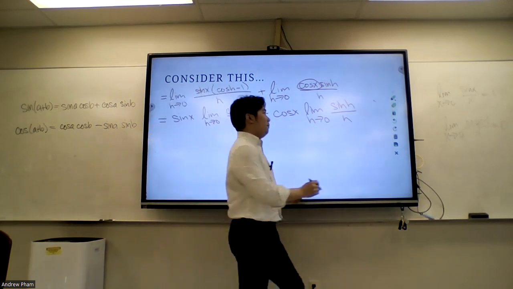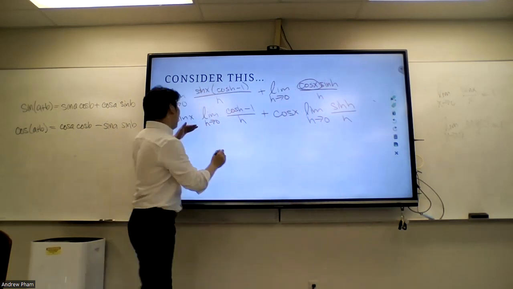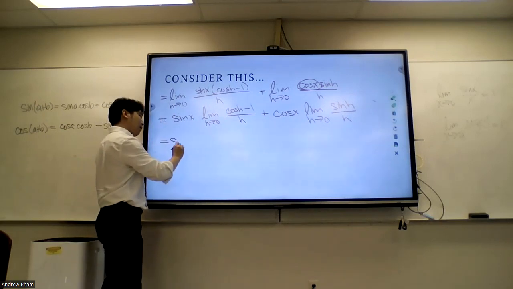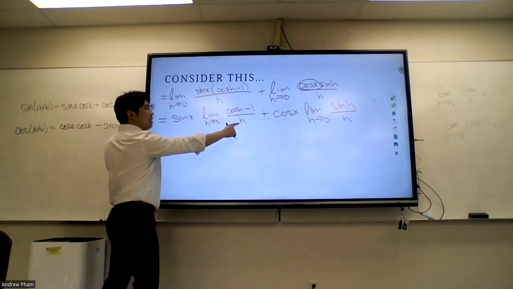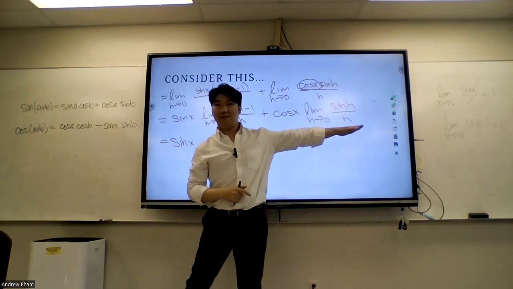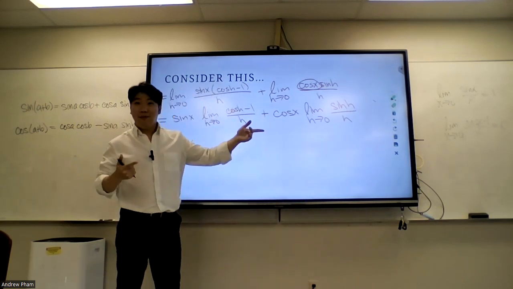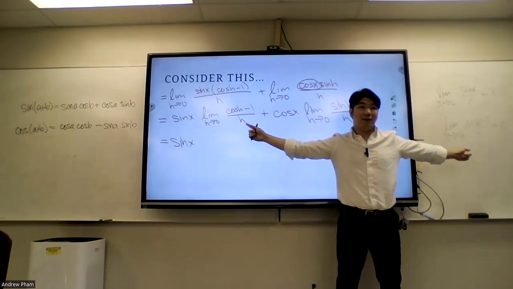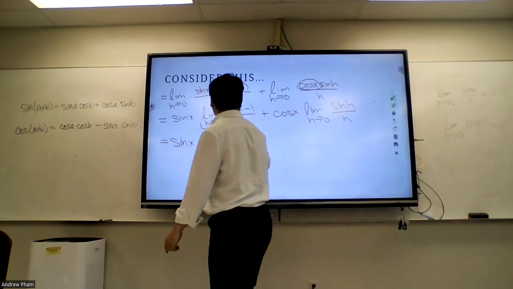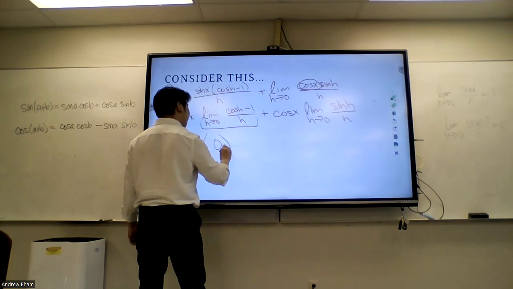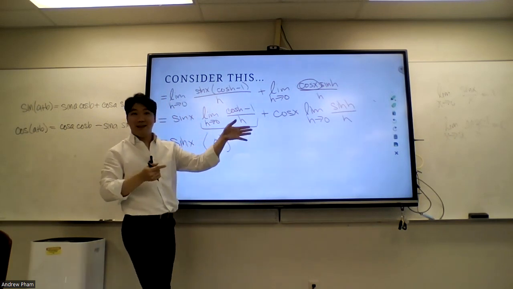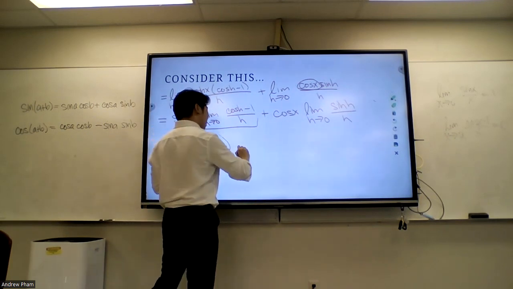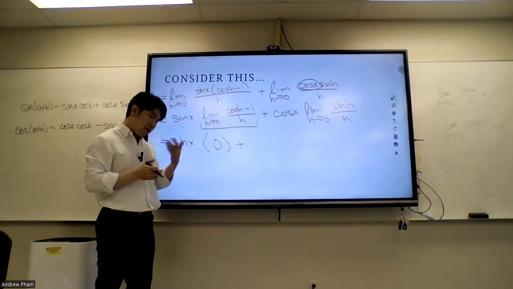All right, so I have sine of x. What is this limit equal to? 0. Here, instead of x's, I have h's. So this whole thing is 0, which is why I gave it to y'all earlier. We could prove that, but just for the sake of time, I'll say it's 0.